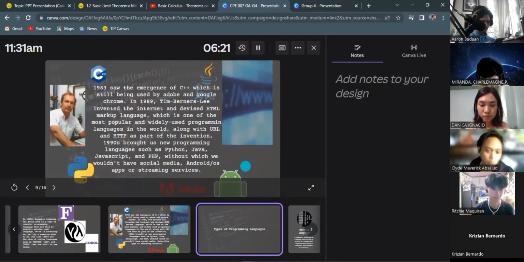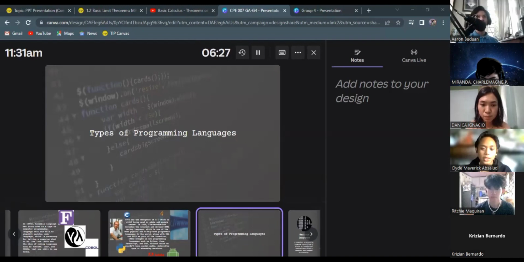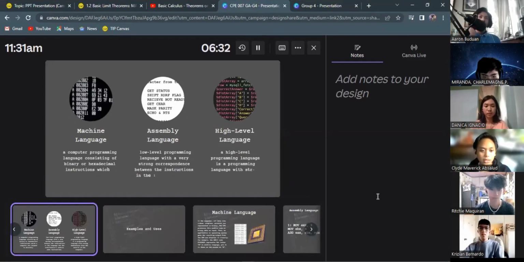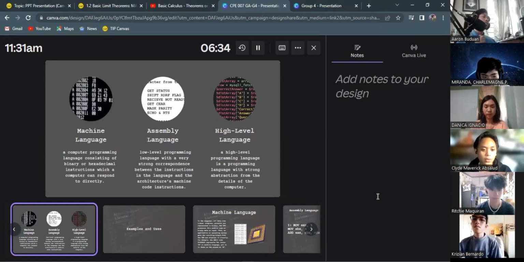Now we're moving on to types of programming languages. The first one is machine language. It is a computer programming language consisting of binary or hexadecimal instructions which a computer can respond to directly. It is the most basic but hardest computer language because it consists of binary or hexadecimal, which we will need computations to get the exact meaning of that code.